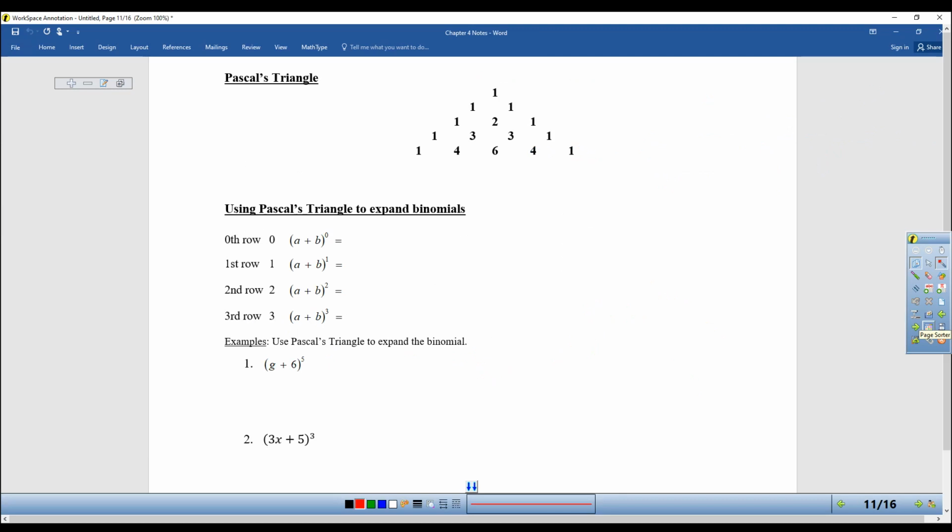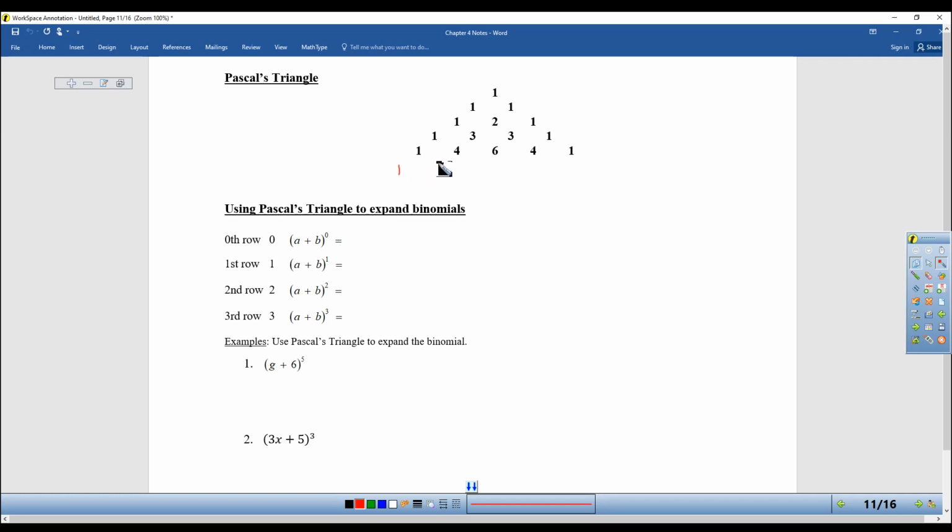All right, something very fun now. This is called Pascal's triangle. I would love for you to look at it. If we were in class, I would have everybody be trying to guess the next row. So it goes 1, 1, 1, 1, 2, 1, 1, 3, 3, 1, 1, 4, 6, 4, 1.